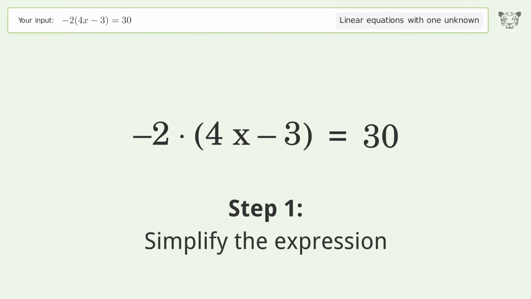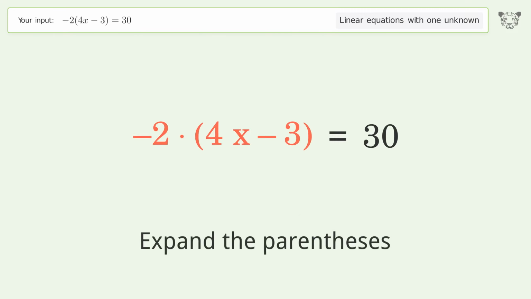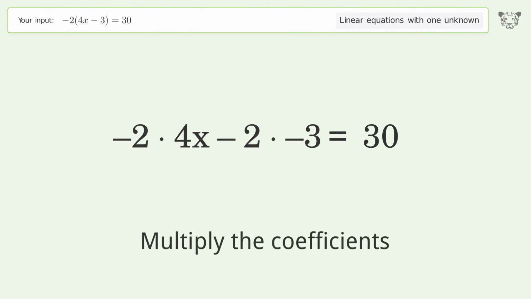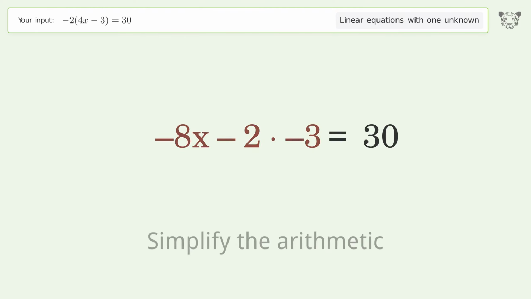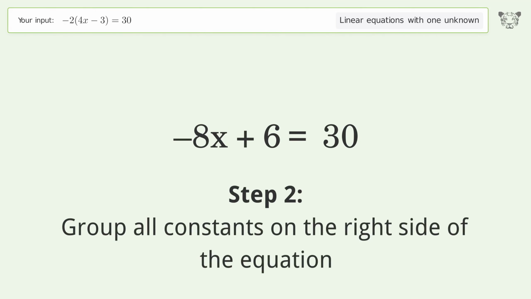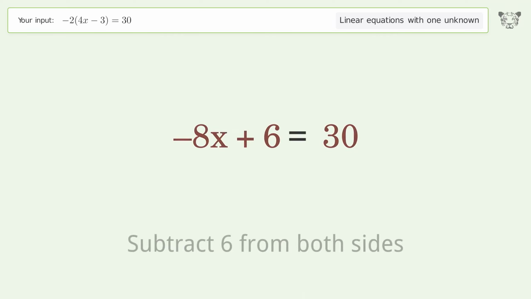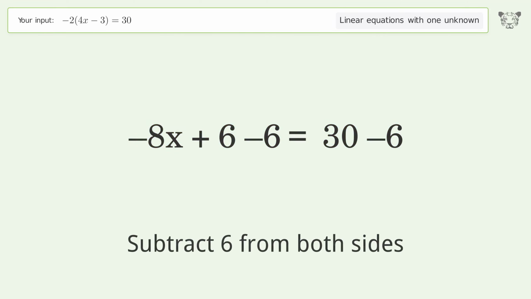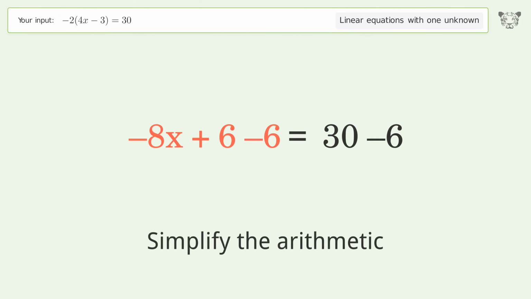Simplify the expression. Expand the parentheses. Multiply the coefficients. Simplify the arithmetic. Group all constants on the right side of the equation. Subtract 6 from both sides. Simplify the arithmetic.